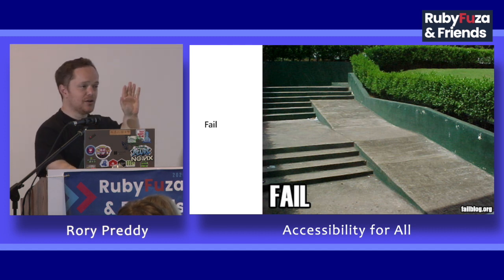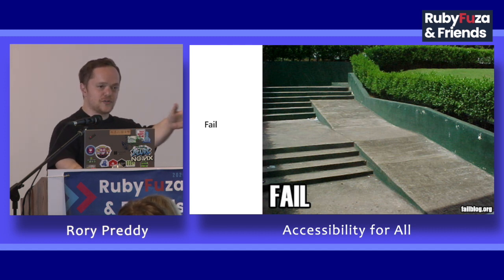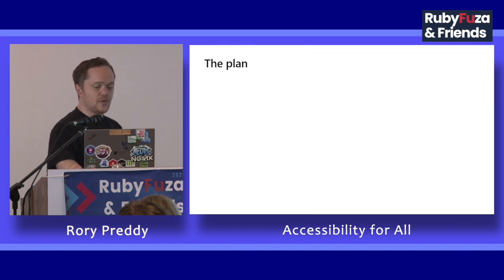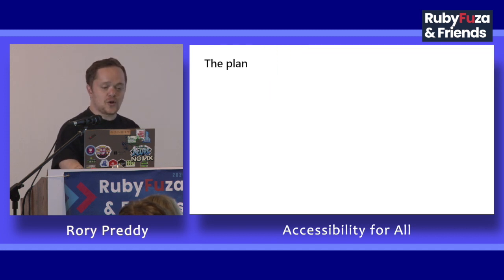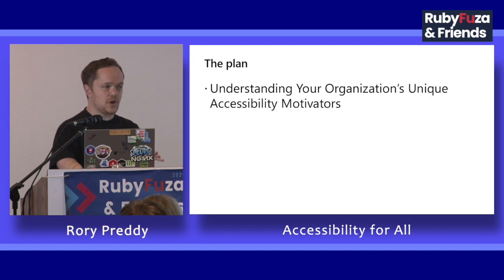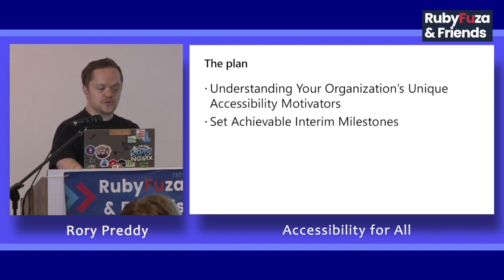So we've got a plan to solve this in the next 20 minutes. We're going to understand your organization's unique accessibility motivators, stick or carrot. We're going to set achievable interim milestones. We're going to implement tools.